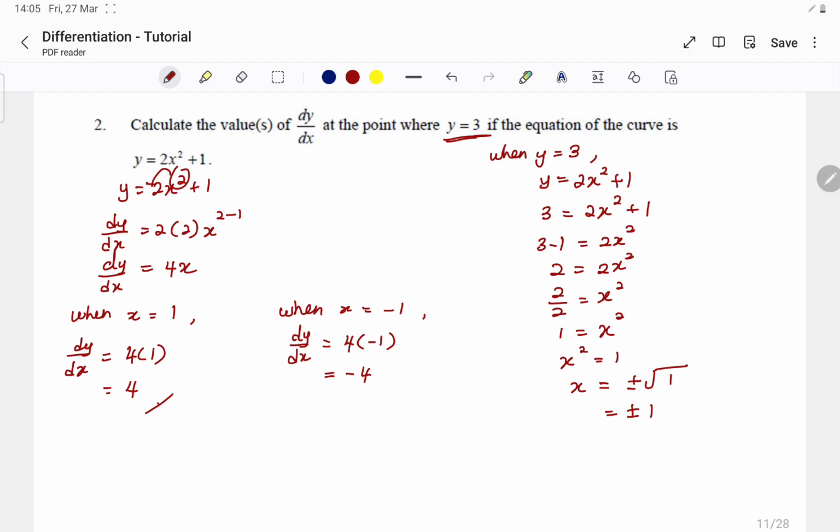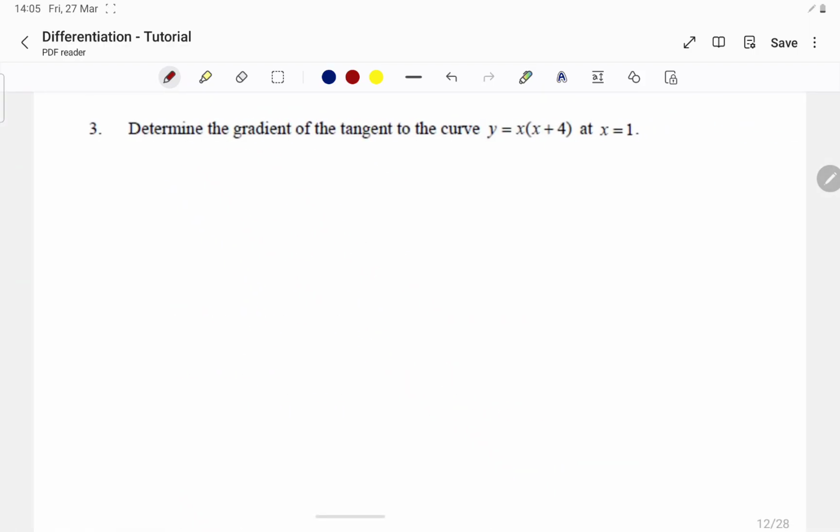So this is your answer, this one and this one. Okay, that's it for question 2. Okay, we proceed to the next question, which is question 3.